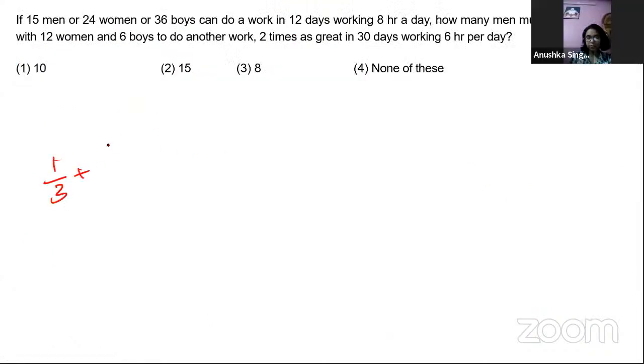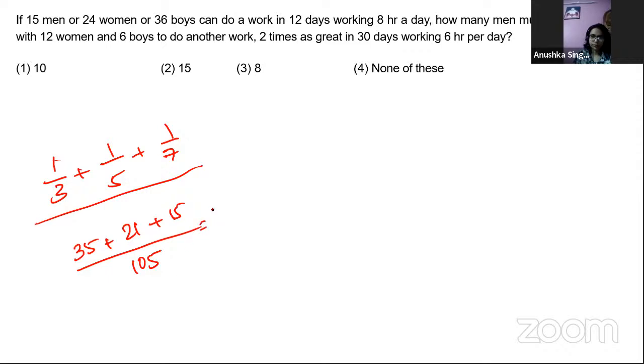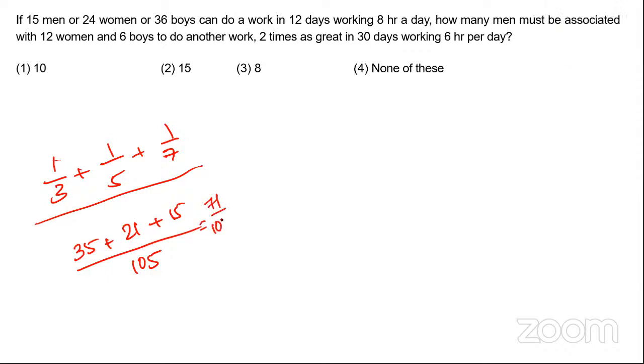So I said 1 by 3 plus 1 by 5 plus 1 by 7. You cannot directly add the denominator. Please understand this. You have to take an LCM of the denominator, which is 105. Right? 105. So this becomes 35. This becomes 21. This becomes 15. So this becomes 71 by 105.